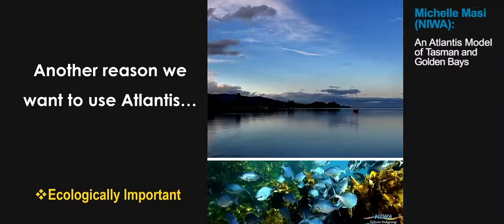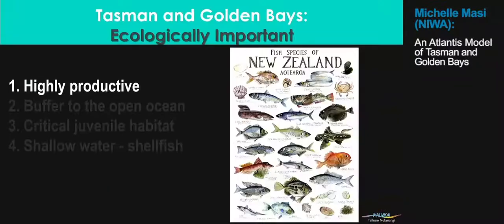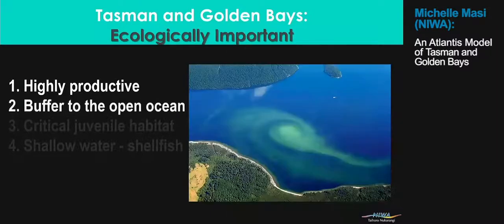Another reason that we want to use Atlantis is that this is an ecologically important marine ecosystem. So this is a highly productive marine ecosystem. If you can see from the figure here, there's a lot of marine organisms that call Tasman and Golden Bay home throughout various life stages. Also, the bays act as a buffer to the open ocean, filtering out nutrients and sediments that run off from the rivers into the bays during storm events, and also protecting the coasts from heavy winds and heavy wave events.